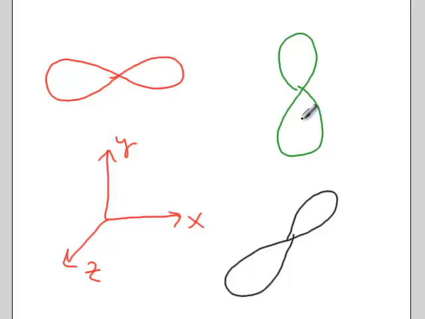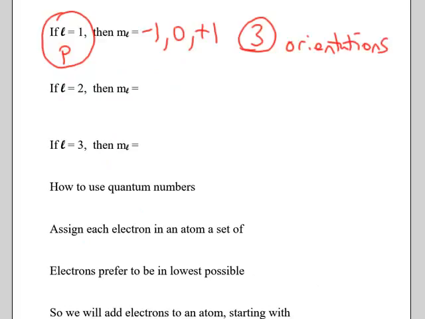So we have 3 allowed orientations. They're all exactly the same shape. It's just a different way of orienting them in the 3-dimensional world.